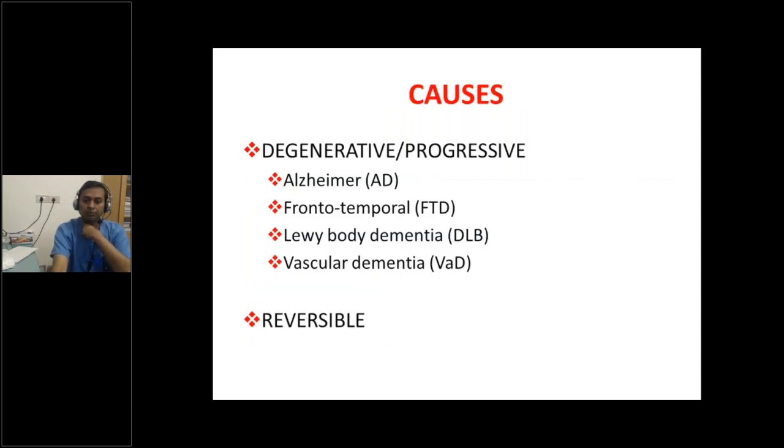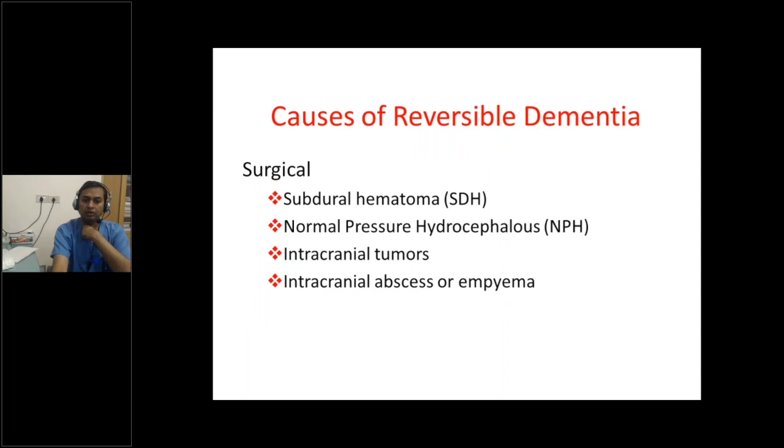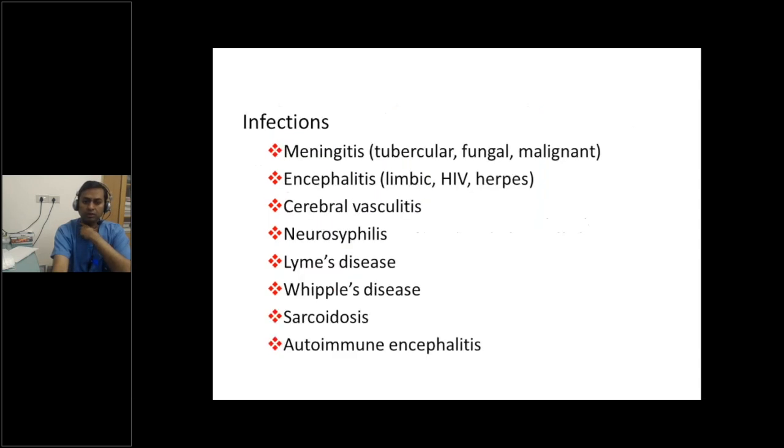The causes are mainly two: degenerative, irreversible, progressive, and the other is reversible. Degenerative, progressive causes are Alzheimer's disease, frontotemporal dementia, Lewy body dementia, and vascular dementia. Reversible dementia surgical causes are subdural hematoma, normal pressure hydrocephalus, intracranial tumor, and intracranial abscess, or other brain infection.